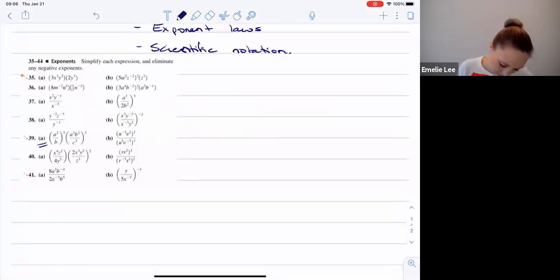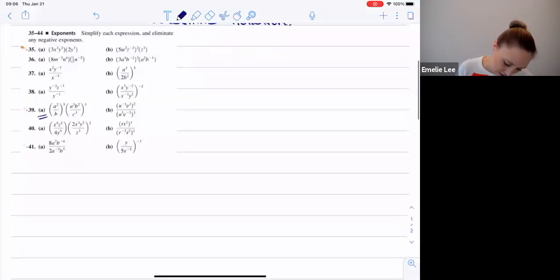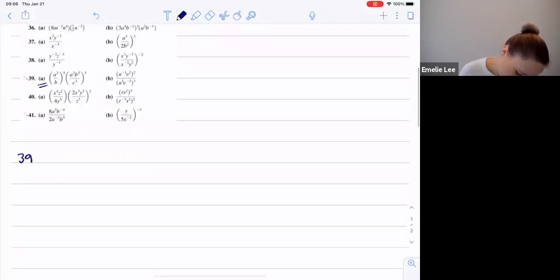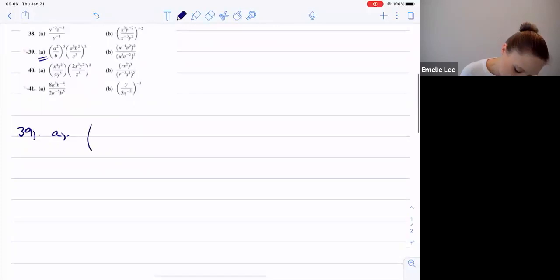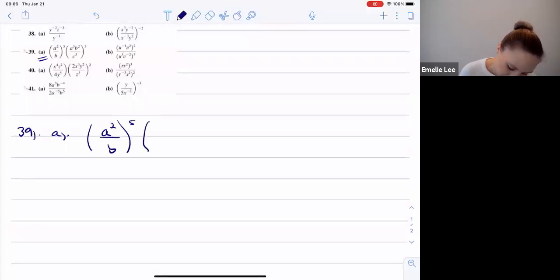So let's see here. I'll put it down here. I think I'll need lots of space. 39a, I'll just write it out here: a to the power of 2 over b, all to the power of 5, times a to the power of 3, b to the power of 2 over c to the power of 3, all to the power of 3.